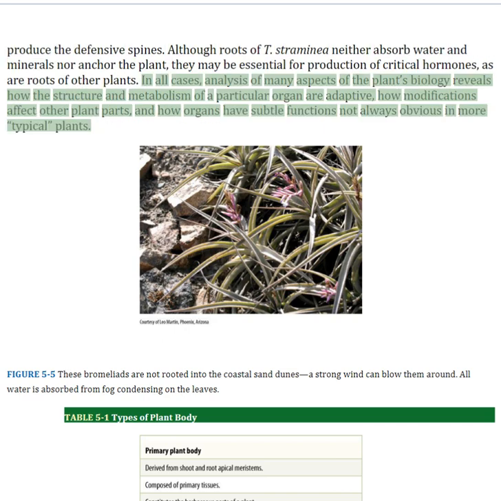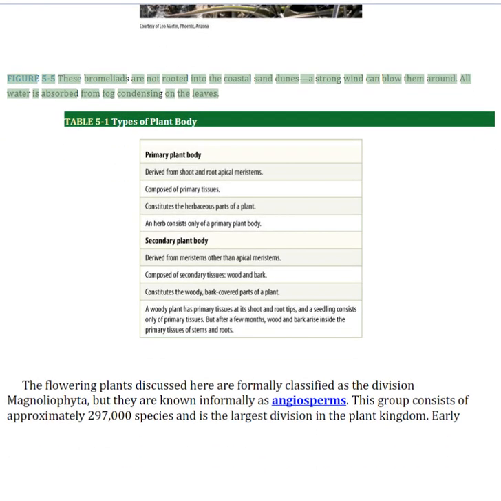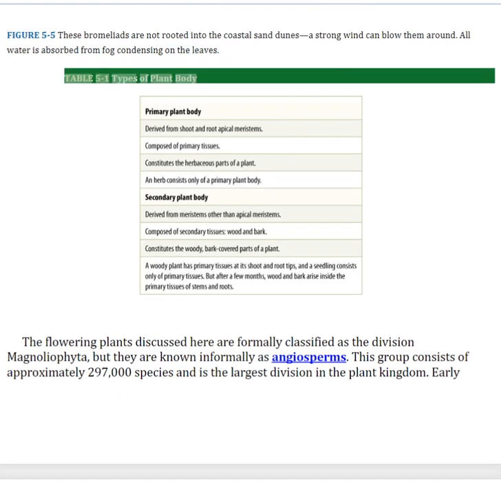In all cases, analysis of many aspects of the plant's biology reveals how the structure and metabolism of a particular organ are adaptive, how modifications affect other plant parts, and how organs have subtle functions not always obvious in more typical plants. Figure 5.5 These bromeliads are not rooted into the coastal sand dunes. A strong wind can blow them around. All water is absorbed from fog condensing on the leaves. Table 5.1 Types of plant body.